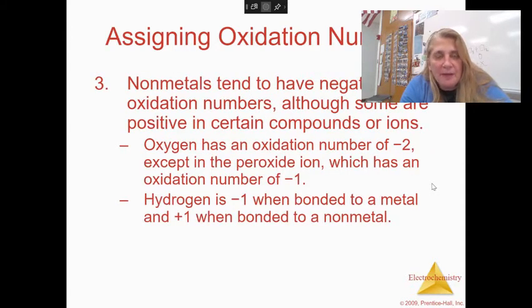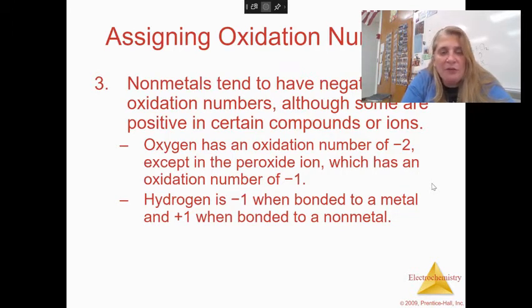So we went through this. Nonmetals tend to gain electrons. Nonmetals have negative oxidation numbers. Although there are some certain compounds where there's two nonmetals bonded together, then you might have a situation that's a little different. We can usually count on oxygen. Oxygen has an oxidation number of -2, unless it's the peroxide ion, which has an oxidation number of -1. Hydrogen is -1 when it's in the back, when it's an anion behind a metal, but it's usually +1 when it's in front, as in an acid or bonded to a nonmetal.